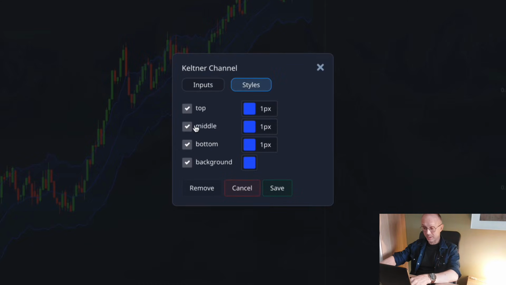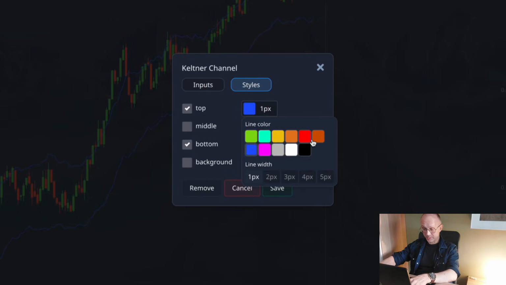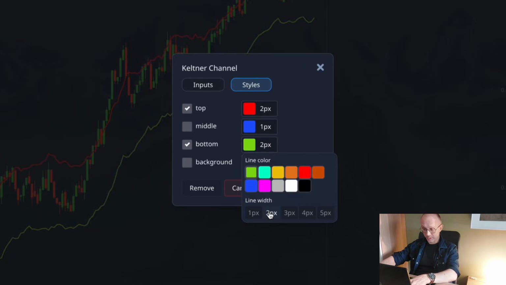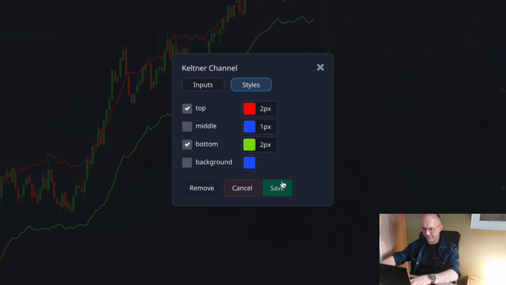Go to Style. Disable middle and background. Set top to red with 2. Let's set bottom to green with 2. And save.